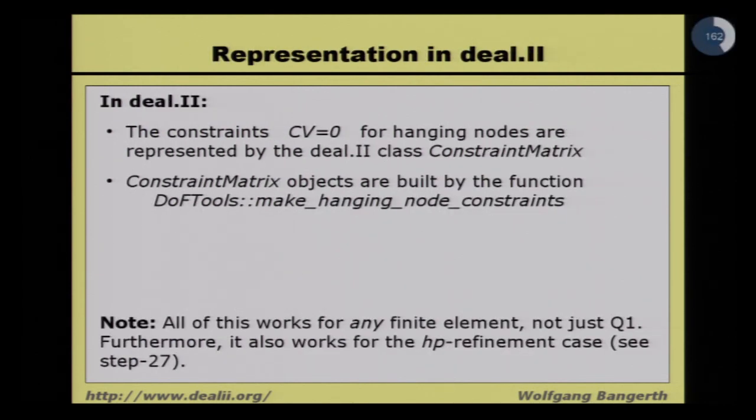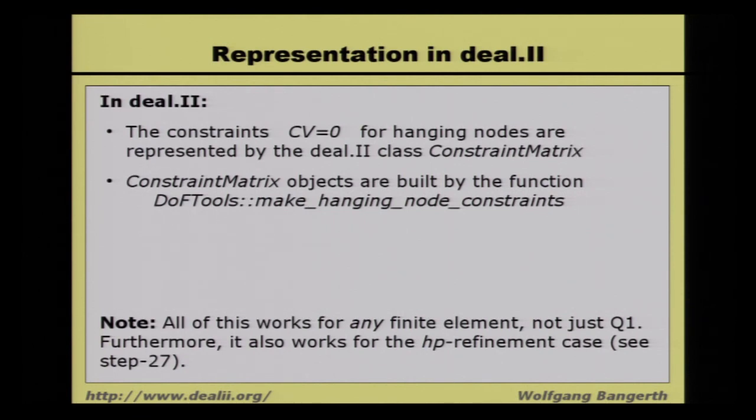So in deal.II, the class that represents this matrix C is called ConstraintMatrix, and as I say, while it is a matrix, we don't store it as a matrix, and we don't work with it as if it was a matrix, but the name, of course, is still the same. It's a constraint matrix. And then the one function that you will typically have to deal with to create these sort of things is a function in a namespace called DoFTools, namely make_hanging_node_constraints. And that's basically all you ever have to know.